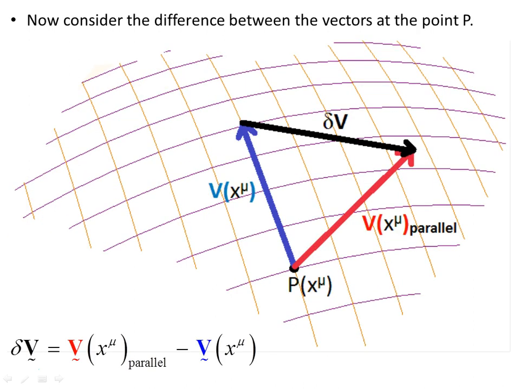Alright, next bit. Now consider the difference between the vectors at the point P. The red one is the one we parallel transported across, and the original vector V(x^μ), and here's the difference, delta V. So delta V is V(x^μ) parallel, the red one we parallel transported over from x^μ plus dx^μ across to here, minus V(x^μ). So delta V is the difference between these two. They're now at the same point P, and so we can compare them because they share the same basis vectors at this point.